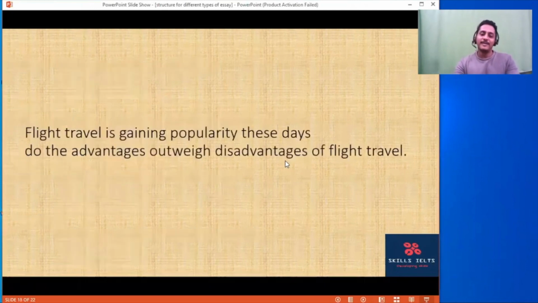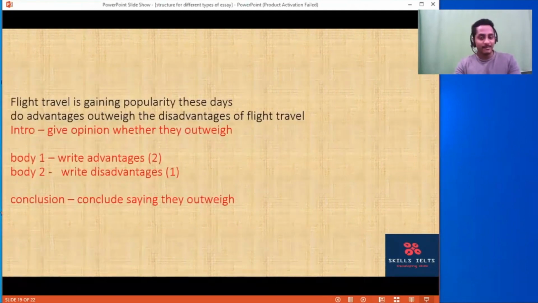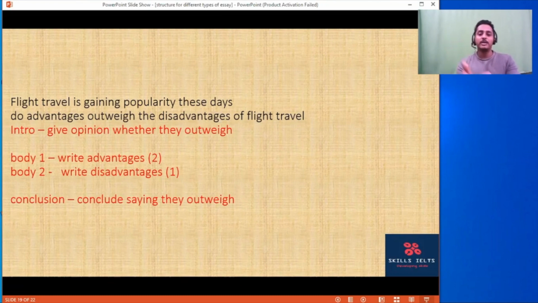Hence I conclude there are many advantages compared to disadvantages. Therefore, advantages outweigh the disadvantage. Yes, Meenakshi Sharma, we can agree. Or equal: advantages neither outweigh the disadvantages, they are equal. You can.